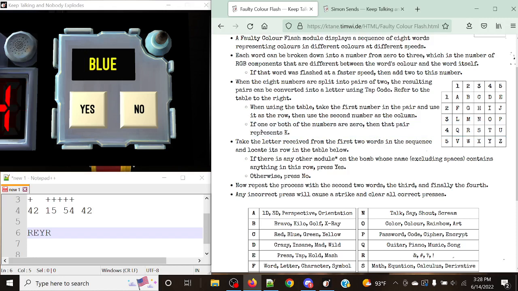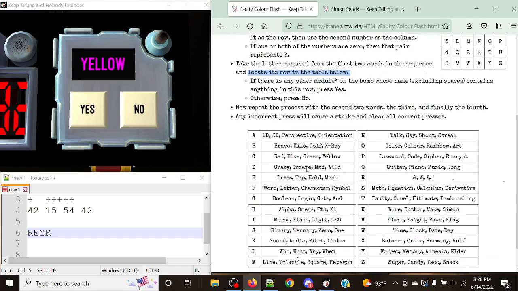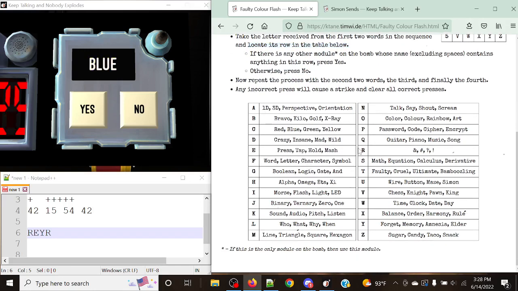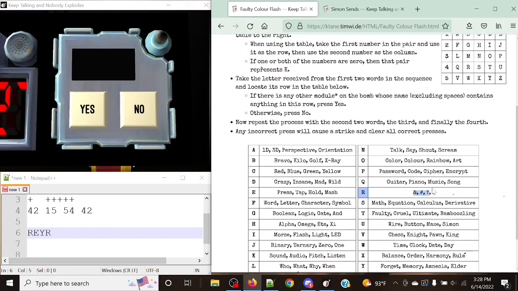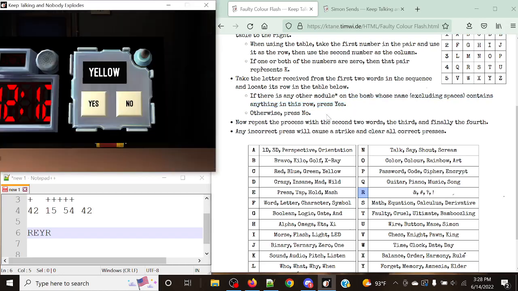And now what we're going to do is take the letter received from the first 2 numbers in the sequence, and locate its row on the table below. So now we're going to find Romeo, and this is going to give us a series of characters or words, potentially. If there is any other module on the bomb whose name, excluding spaces, contains anything in this row, we're going to press yes. Now, this is referring specifically to other modules in the bomb, and in the next example I am going to load up some other modules to show you how this works.